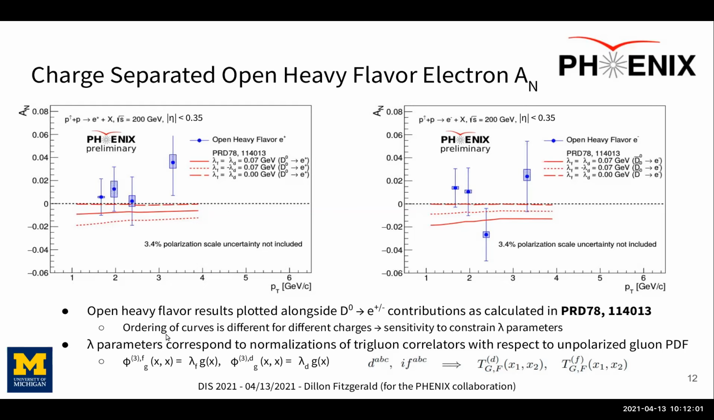Something that I want to point out that's quite important is the ordering of these curves is actually different for the separate charges, which gives us some sensitivity to constraining these lambda parameters. A bit more about these lambda parameters: they correspond to normalizations of the tri-gluon correlators with respect to the unpolarized gluon PDF. As Nicole mentioned in her previous talk, these tri-gluon correlators come in 2 types, this anti-symmetric and symmetric contribution with these different types of structure constants. And the different curves actually correspond to just setting these values either both to 0, equal to each other, or opposite one another.